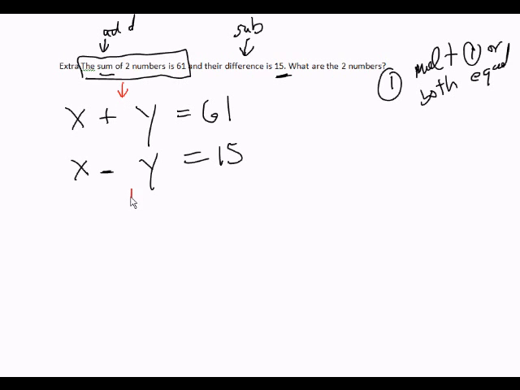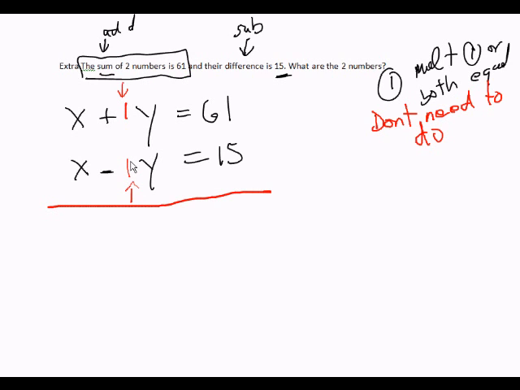But this is kind of important. You have to have opposite signs. Do you see how I have a positive 1y and a negative 1y? So I don't have to do step 1, because I have 1y and negative 1y. I have the same numbers and different signs. So for this problem, I don't have to do it. I just go to step 2. Add going down.